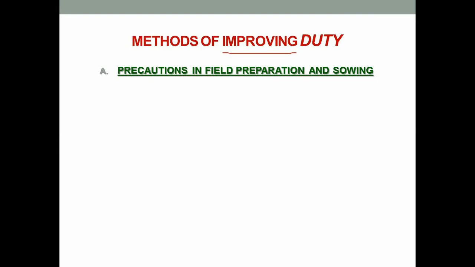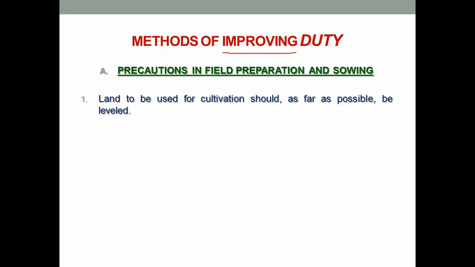First precaution will be taken in field preparation and sowing. Now, more than civil engineers, these precautions should be taken by farmers. So it is necessary to educate the farmers so that they can manage field preparation and sowing properly. These are the precautions which can be taken.